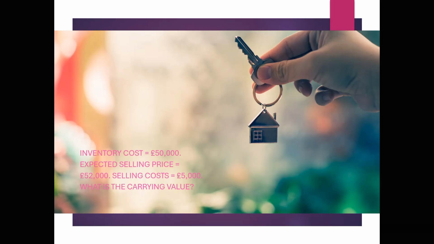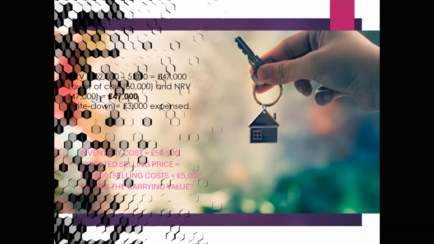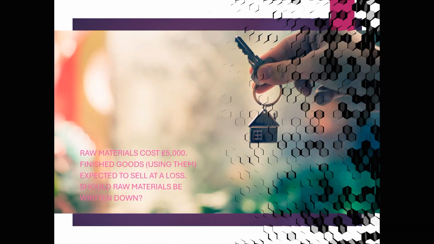So therefore, there's an impairment of 3,000. That's what it means. 52,000 minus 5,000 selling cost is 47,000. Lower of cost 50,000 and NRV 47,000. Write down 3,000 as an expense, which is the impairment. Okay, nothing more. Next one, Madam Sandra, over to you, ma.